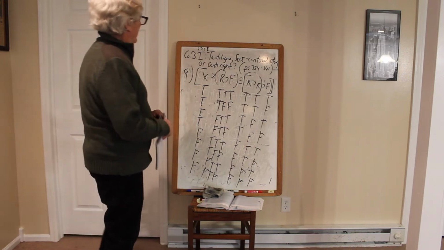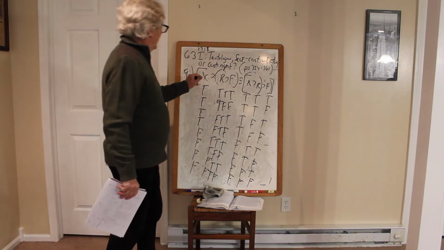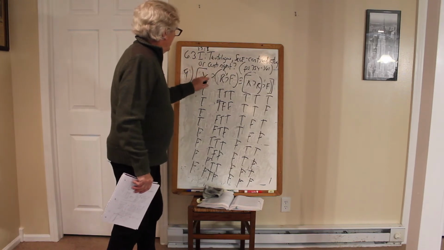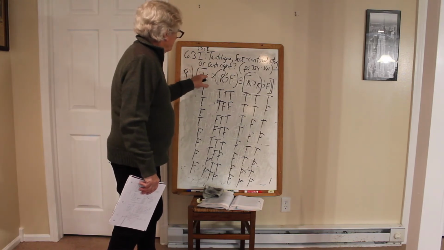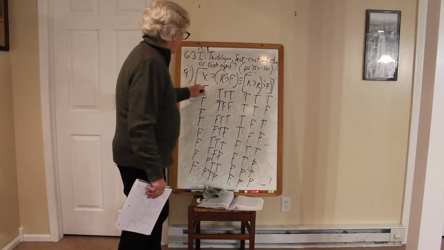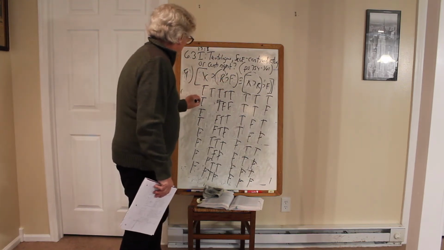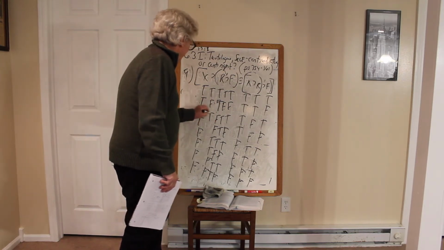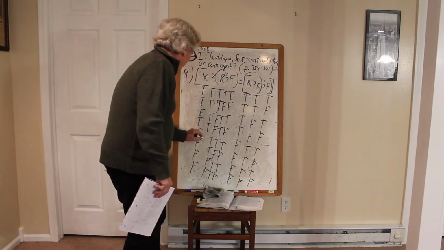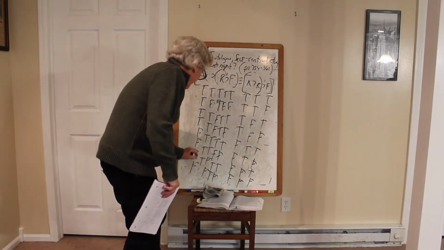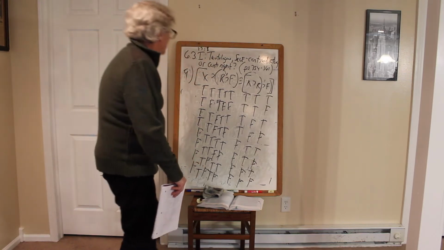Okay, then, in order to get the second column here, I have to do X implies the fourth column. So true implies true is true. True implies false is false. True implies true is true. True implies true is true. False implies true is true. False implies false is true. False implies true is true. False implies true is true.